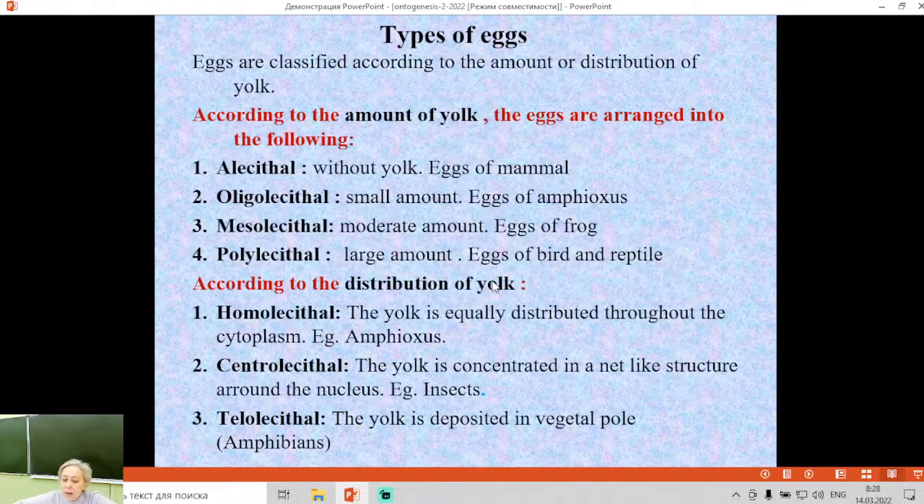Type of egg. Eggs are classified according to amount or distribution of yolk. According to the amount of yolk, the eggs are arranged into the following types: alecithal, without yolk, for example, eggs of mammal; oligolecithal, small amount of yolk, eggs of Amphioxus, for example; mesolecithal, moderate amount of yolk, for example, eggs of frog; polylecithal, large amount of yolk, for example, eggs of bird and reptile.